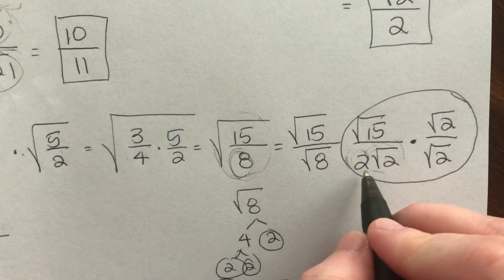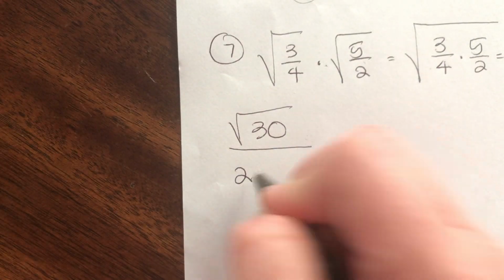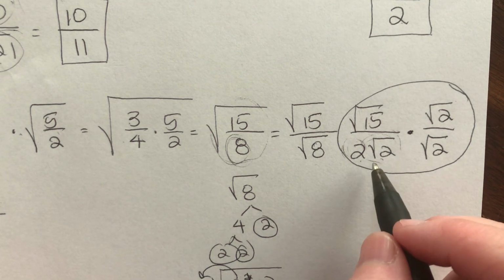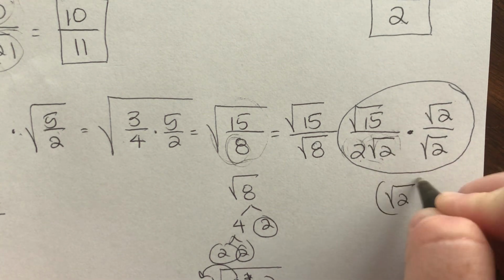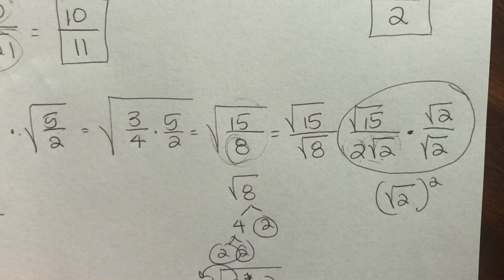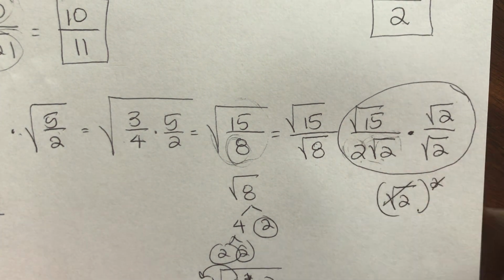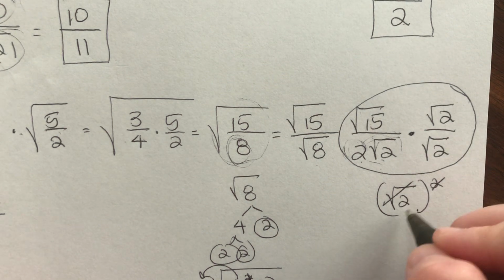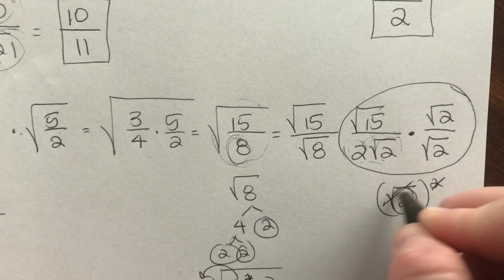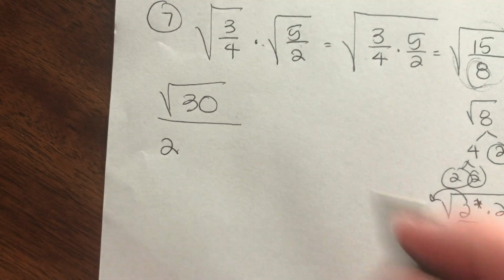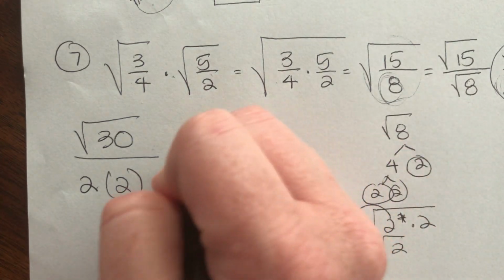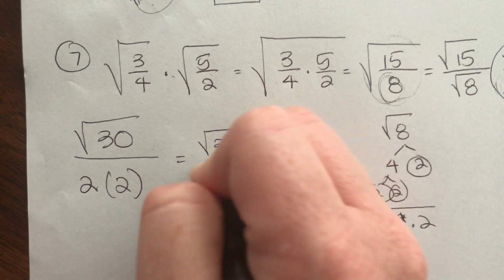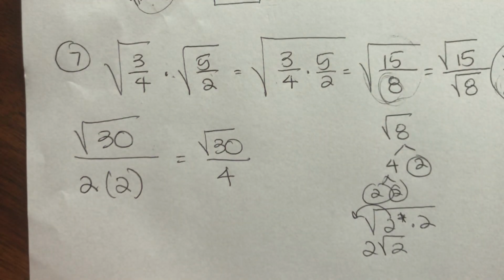And then I've got this 2 out front here. And then under the, well, not under the radical, but I have square root of 2 times square root of 2, which is square root of 2 squared. So this little squared and this square root symbol cancel each other out. And I'm left with a 2, right? All I'm left with is a plain old 2. Okay, so now I can multiply that back together, and I get square root of 30 over 4.